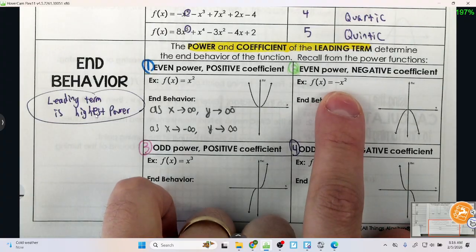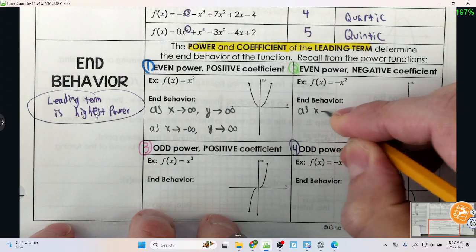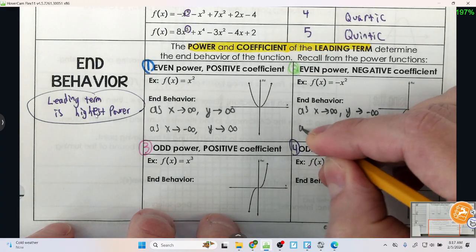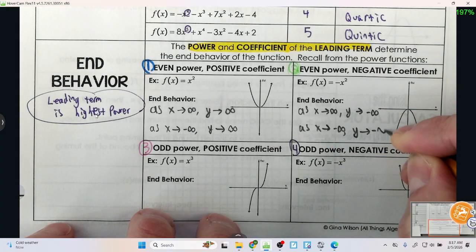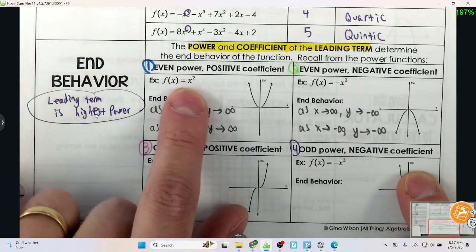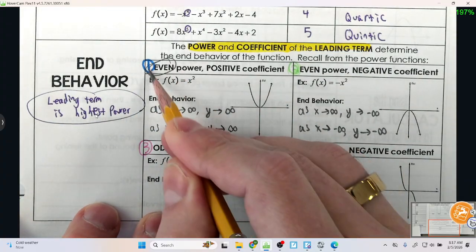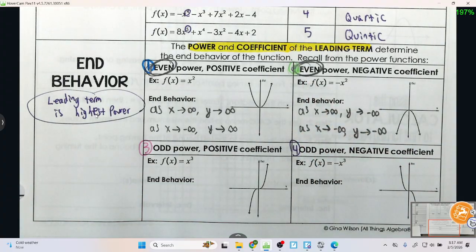Then we talk about this one. Well, it's negative, so it's reflected, right? This is where the transformations kind of help us out. It actually says as x goes to infinity, y goes to negative infinity. As x goes to negative infinity, y also goes to negative infinity. And they're going together. Now this is an even power. That means if it's a fourth, it's going to do the exact same thing as this. If it's a sixth, it's going to do the exact same thing as this. Okay? That is called the leading coefficient test, or whatever you want to call it, end behavior.